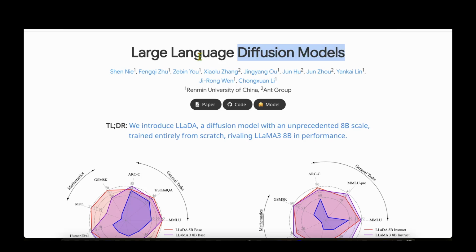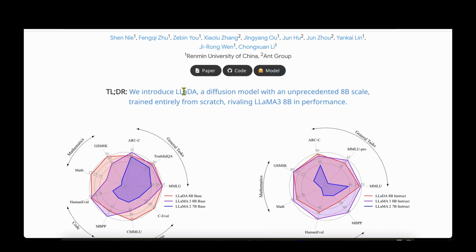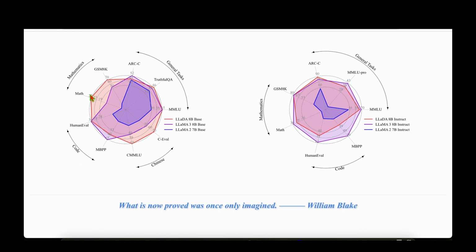Diffusion models are catching up big time for solving language tasks. In particular, I came across this paper called LLaDA, which is a diffusion model. It's an unprecedented 8 billion scale model trained entirely from scratch, and it seems to rival Llama 8 billion in performance. And they have shared this plot where the model seems to do equally well in mathematics, general task, Chinese, and coding. And they have compared it with Llama 3 8 billion base model and Llama 2 7 billion base model. The LLaDA 8 billion base model seems to be an all-round performer across mathematics, general task, Chinese, and coding.